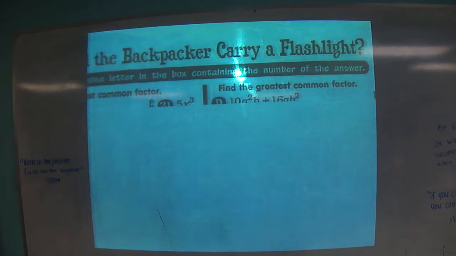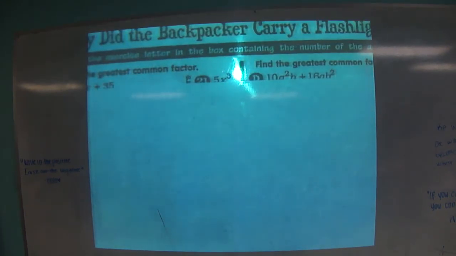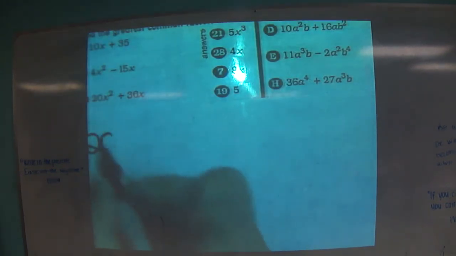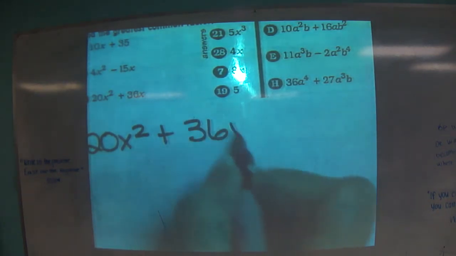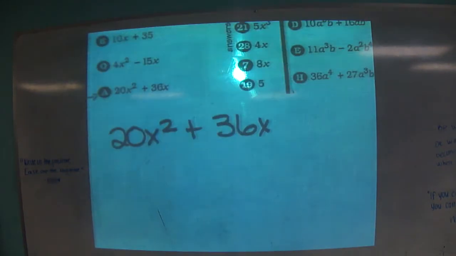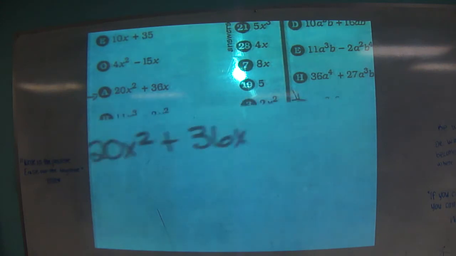Okay, so what we're going to do is find the greatest common factor between 20x squared and 36x. Now I do factoring differently than a lot of people. I don't use the trees, I use half boxes.